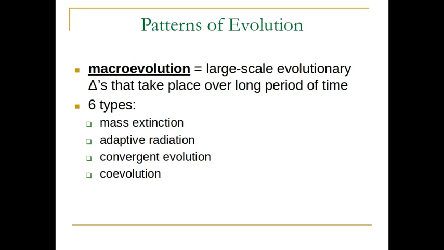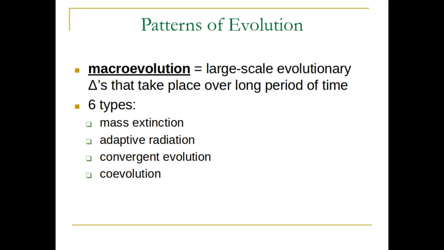Macroevolution is large-scale evolution. This little triangle is delta, which means change. Large-scale evolutionary changes that take place over long periods of time. There are mass extinctions, which force some evolutionary change. There's adaptive radiation, and this is the idea of organisms spreading out into different niches or areas of the environment.